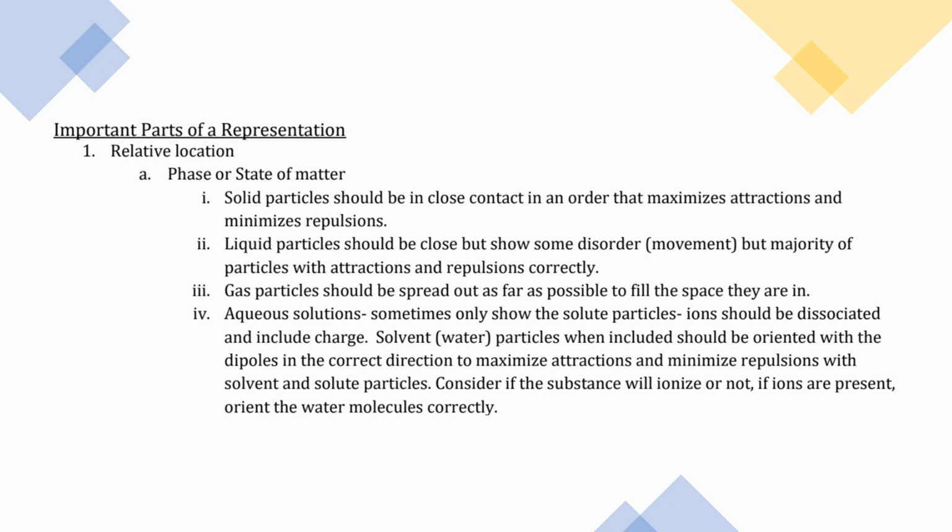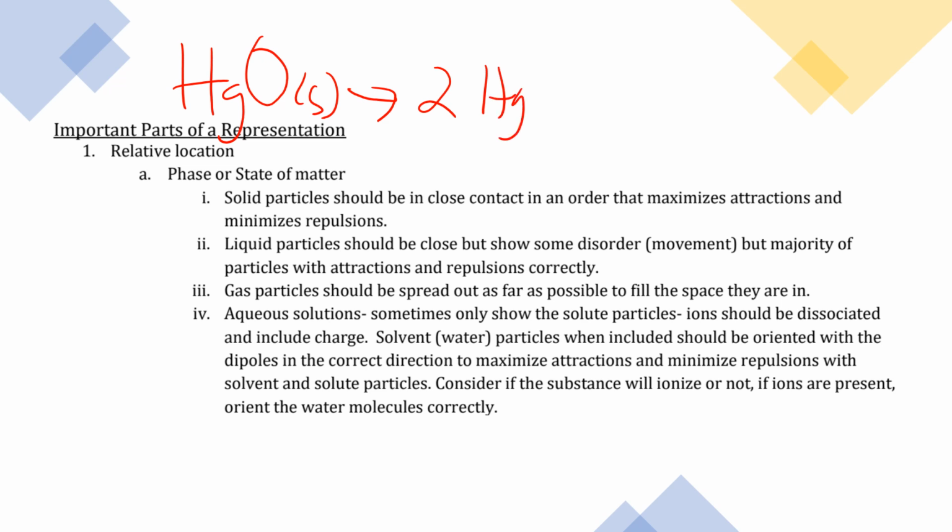So the important thing to think about is the relative location of your particles. For example, when you look at a reaction, let's say it is HgO solid produces 2Hg liquid plus O2 gas. So you have the number of moles of each reactant or product, the physical state, and how many things are associated with each other.